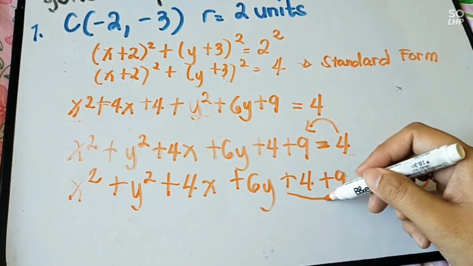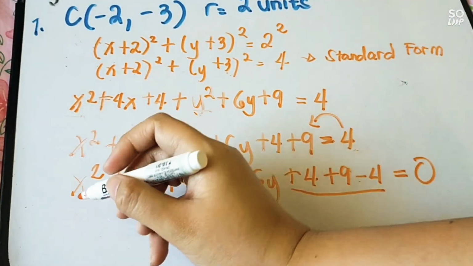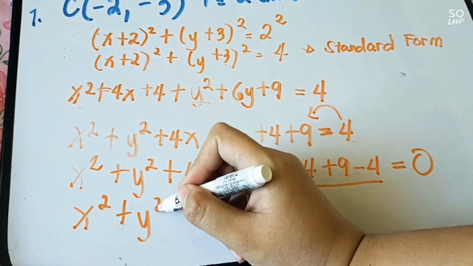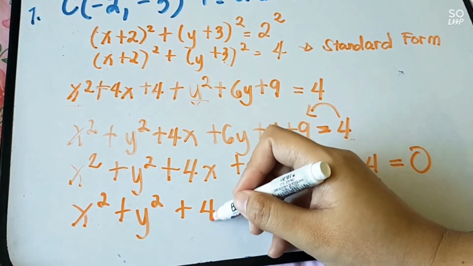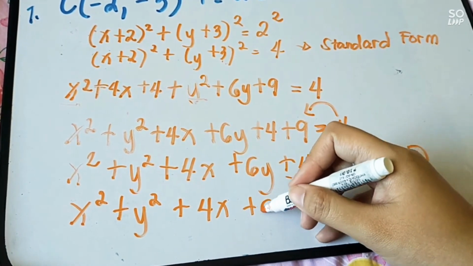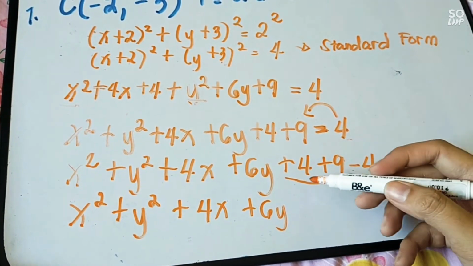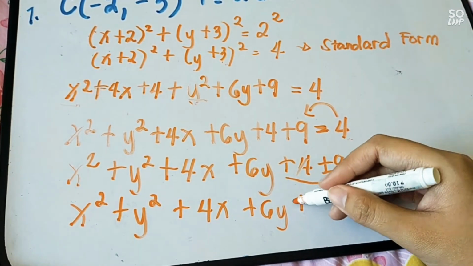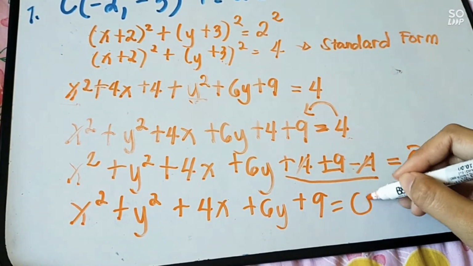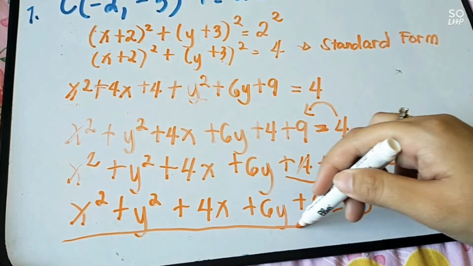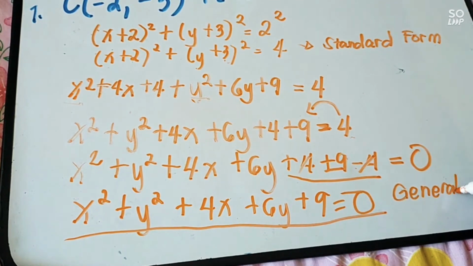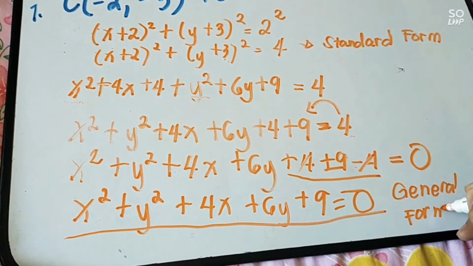Then combine mo lang to. Okay? Copy this one, x squared plus y squared plus 4x plus 6y, then 4 minus 4 ay 0, ang matitira na lang ay si plus 9 is equal to 0. So, this is now your general form. Ganun lang po, simple.